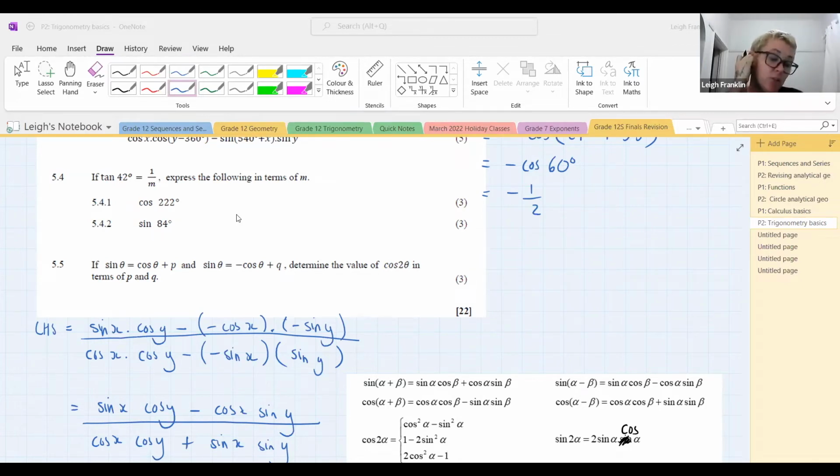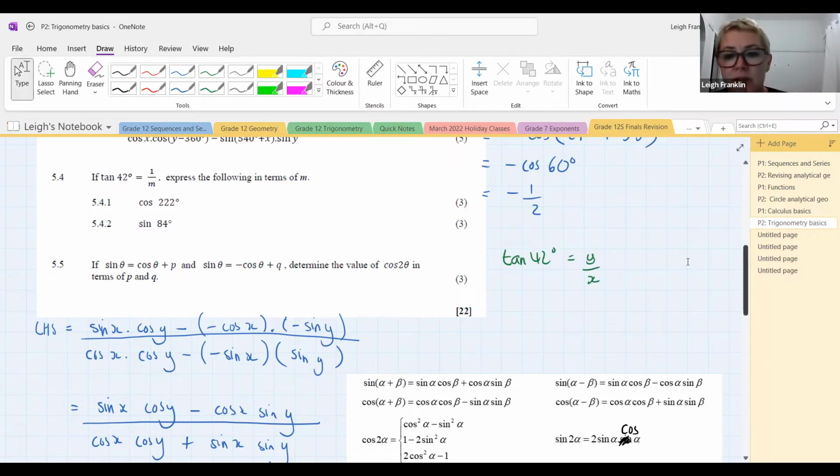We've got to apply a reduction formula. But the other thing that we have to do when working with ratio in terms of a letter is we're also supposed to draw a diagram, and we're supposed to use the theorem of Pythagoras to work out anything that is missing. So in other words here, the tan of 42 degrees is interpreted as y over x. So if it's equal to 1 over m, what they're saying is that y is 1 and x is m for this particular question.